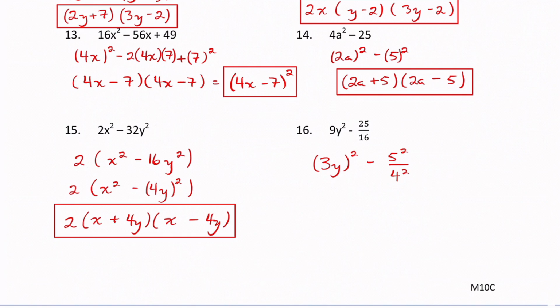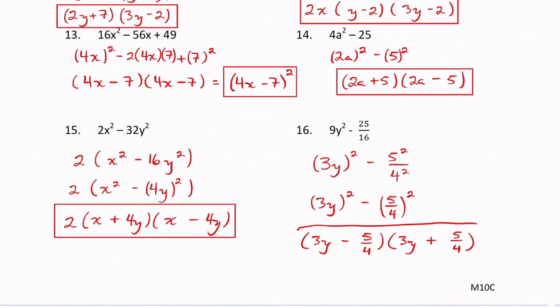Then what we're going to do is, rather than having them both have their own square, we're going to give them just one common square between the both of them. Okay, so now they share this one common square, and I can see this will be my second term. So now that I have that, we're going to draw out our two brackets. 3y goes first in both, and the 5 over 4 goes second, and a plus and a minus. Again, order doesn't matter. And we're finished.